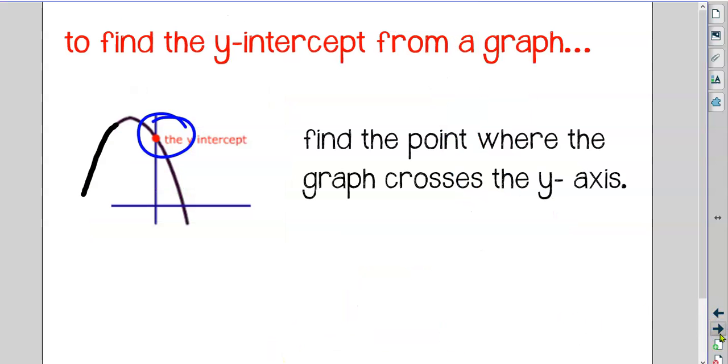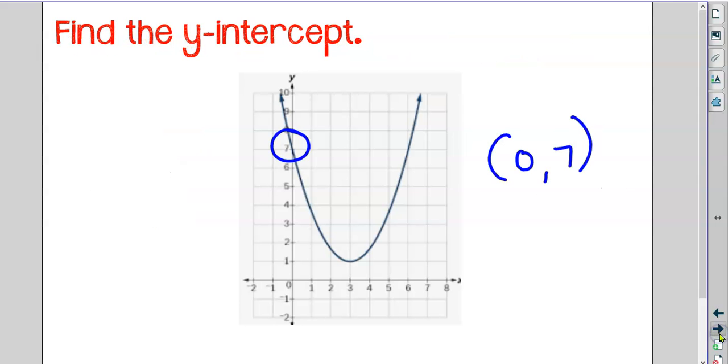Let's get started with the easiest one first, identifying the y-intercept from a graph. All you have to do is find the point where the graph crosses the y-axis. Fairly simple. So if you take a look at this graph here, the parabola crosses the y-axis at the point 7. Therefore, the y-intercept is the point (0, 7).